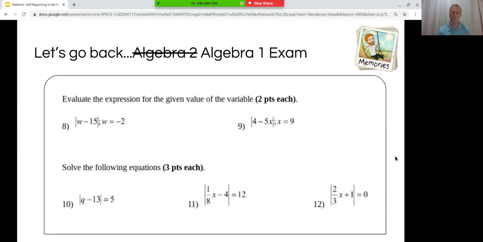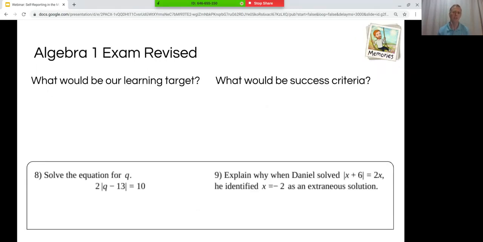So I rewrote some of this a little bit. At the bottom there I have, solve the equation for Q, right? There's still value in kids doing that. But the other question is, explain why when Daniel solves the absolute value of x plus 6 equals 2x, he identified x equals negative 2 as an extraneous solution. So now there's some more conceptual understanding going on there. And what would our learning target be? Or what would our success criteria be for these 2 questions?